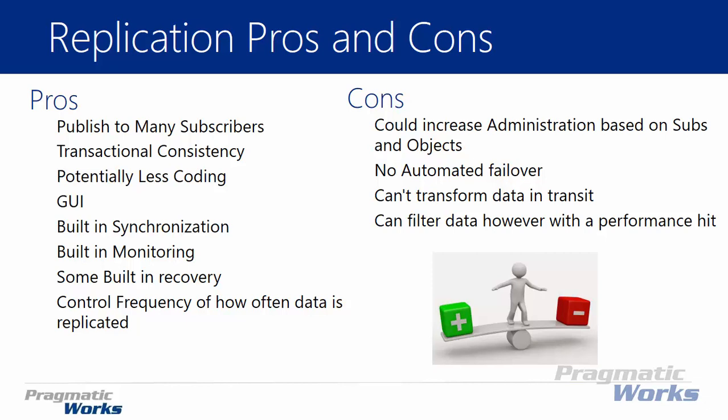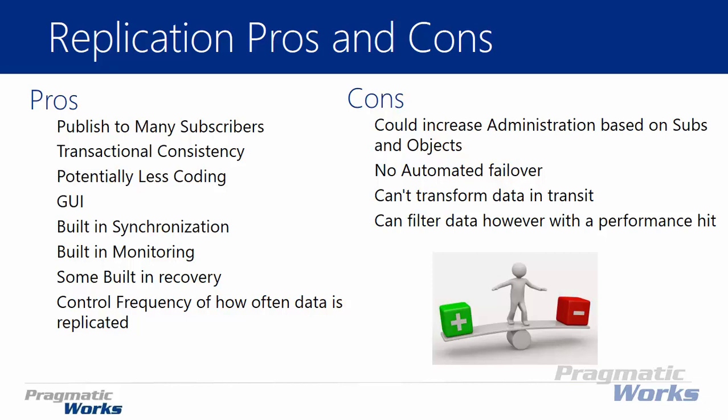A huge con is there's no automated failover. If you're going to use this for high availability purposes, you have to build into your code a mechanism that will point to your subscriber. You can't transform data in transit.